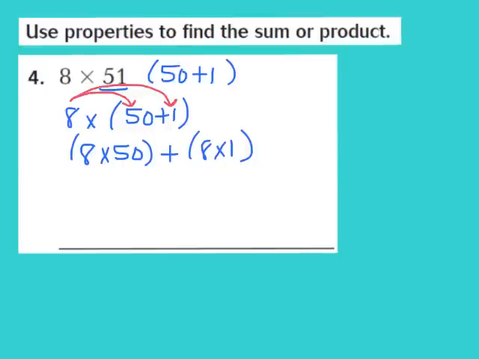Now that I have it to this step, I now have two multiplication problems that are very easy to solve mentally. I know that 8 times 5 is 40, and if I add a 0, that takes me to 400. So 8 times 50 is going to give me 400. And I know that 8 times 1 is going to give me 8. Now when I add 400 plus 8, the product turns out to be 408.